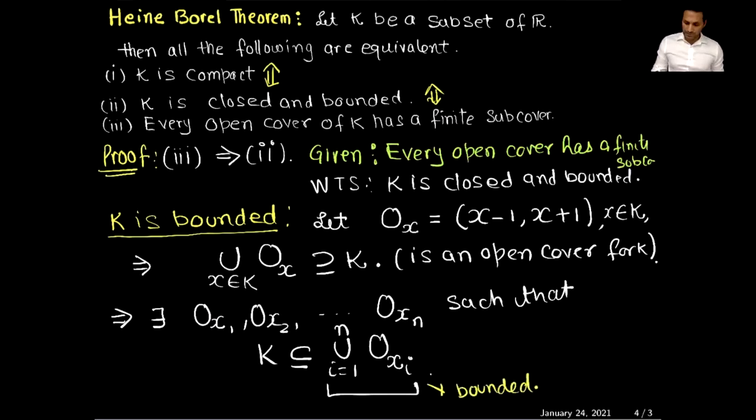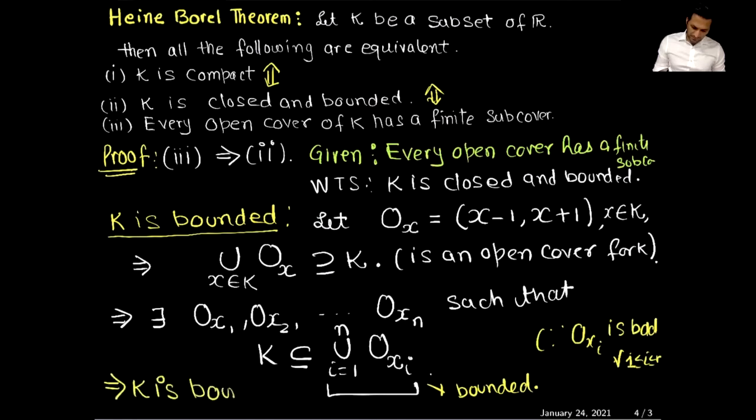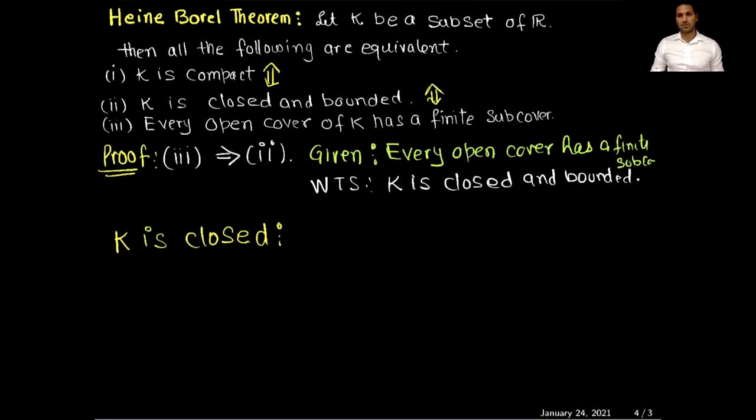The reason is that each O_xi is bounded for all i varying from 1 to n. So K is a subset of a bounded set because the finite union of bounded sets is a bounded set. So this implies K is bounded. Therefore, K is a bounded set. Next, we will show that K is a closed set.